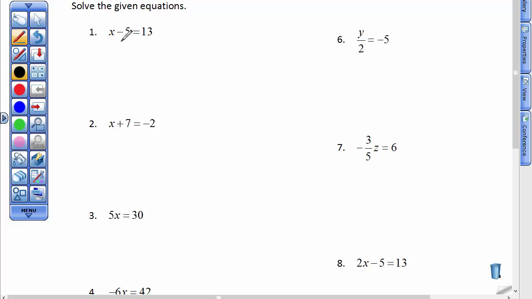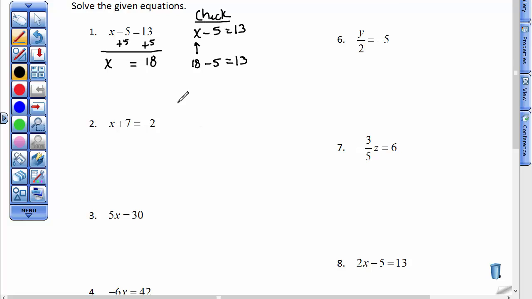So what we have to do, and I like to do this vertically, we have to add 5 to both sides of this equation, because by doing that, on the left side, all we have left is an x, because this -5 and a +5 add to be 0. And on the right side of the equation, we just add 13 and 5 and get 18 for our solution for x. And if you go back and check this in the original equation, it was x take away 5 equals 13, and you put in your solution of 18, take away 5 is indeed 13.